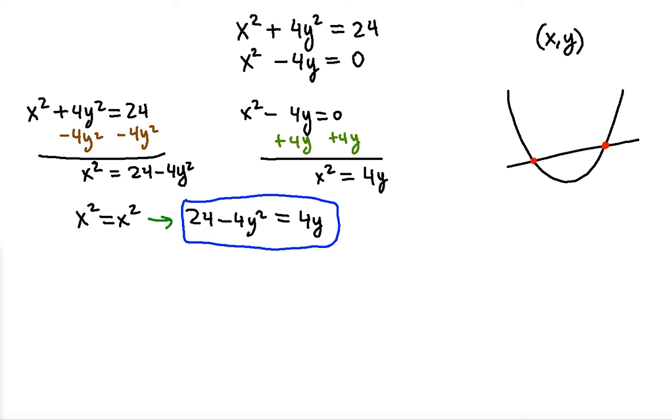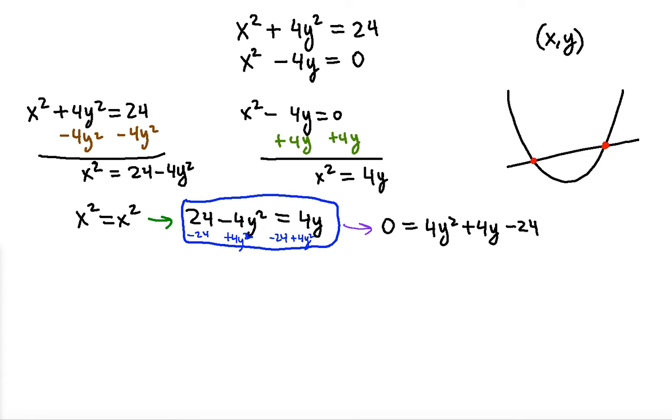If we add 4y squared on both sides and subtract 24 on both sides, right? So subtract 24 and add 4y squared. This is what you're going to get. You're going to get a quadratic in standard form. This will give you 0 on the left side as you want it, and 4y squared plus 4y minus 24. Okay? And this is great. This is what we wanted.